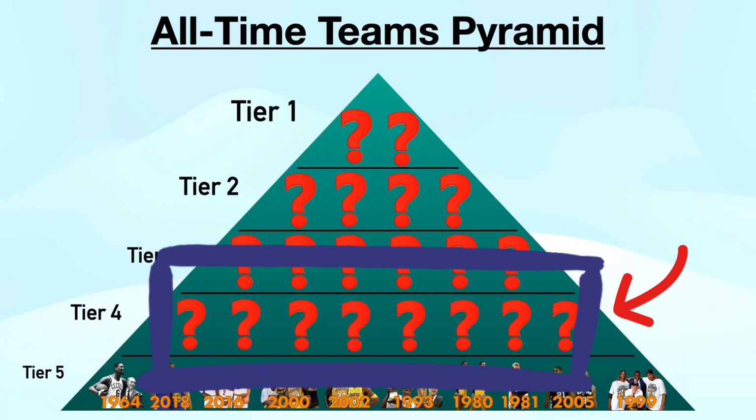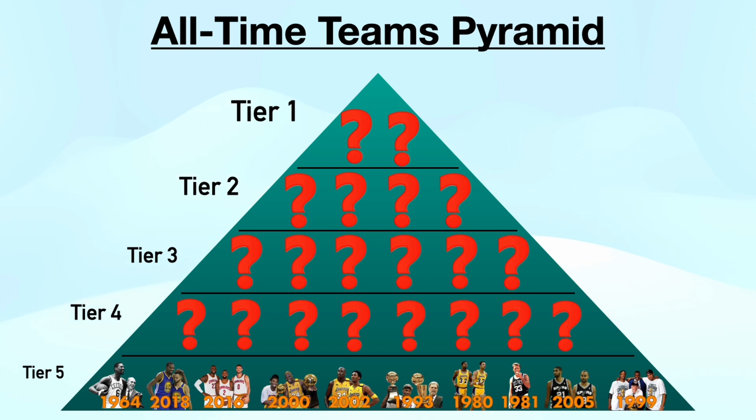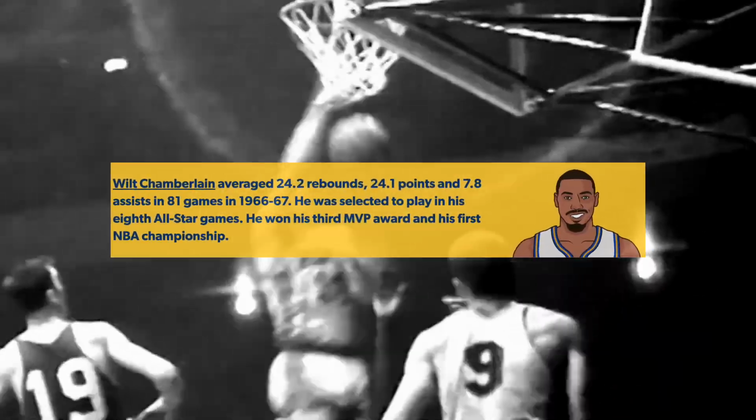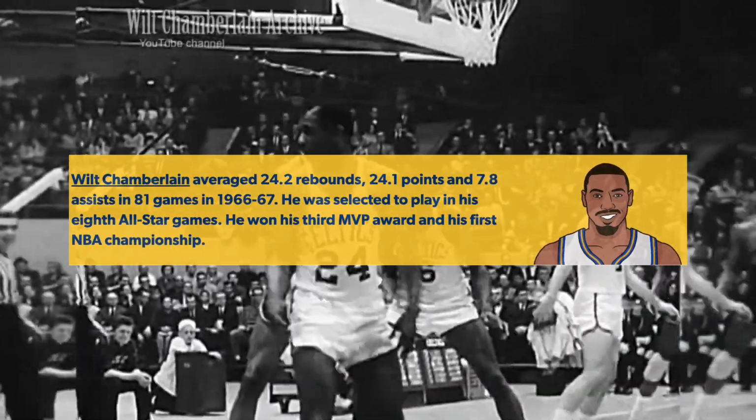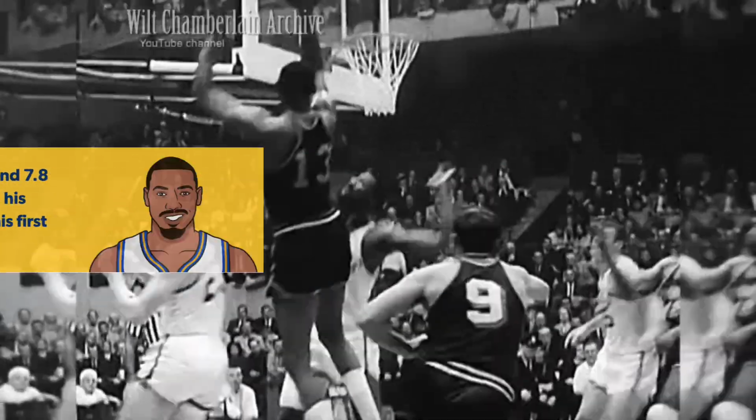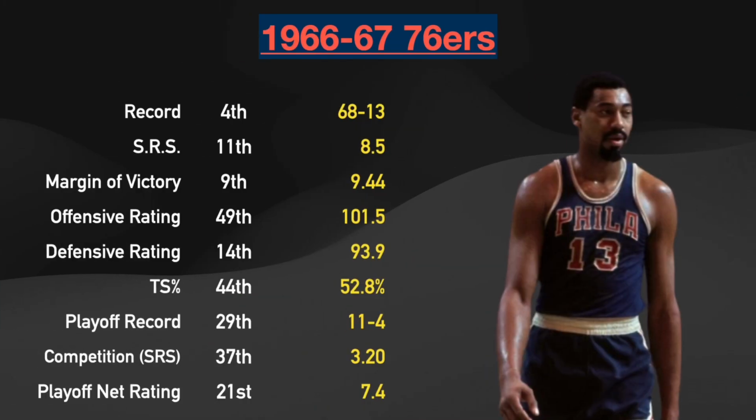Tier 4 represents the 13th to 20th best NBA champions ever, so really good teams. So the first team that makes up Tier 4 of the pyramid is the 1966-67 76ers. This team was primarily led by Wilt Chamberlain, who averaged 24 points and 24 rebounds to beat the San Francisco Warriors in the finals. They also had other players like Hal Greer and Chet Walker, who made solid contributions. This was a very solid squad.